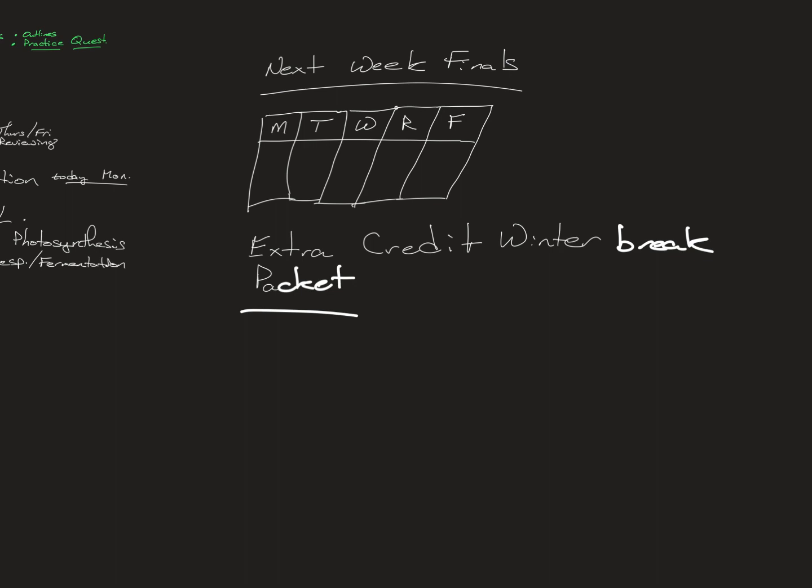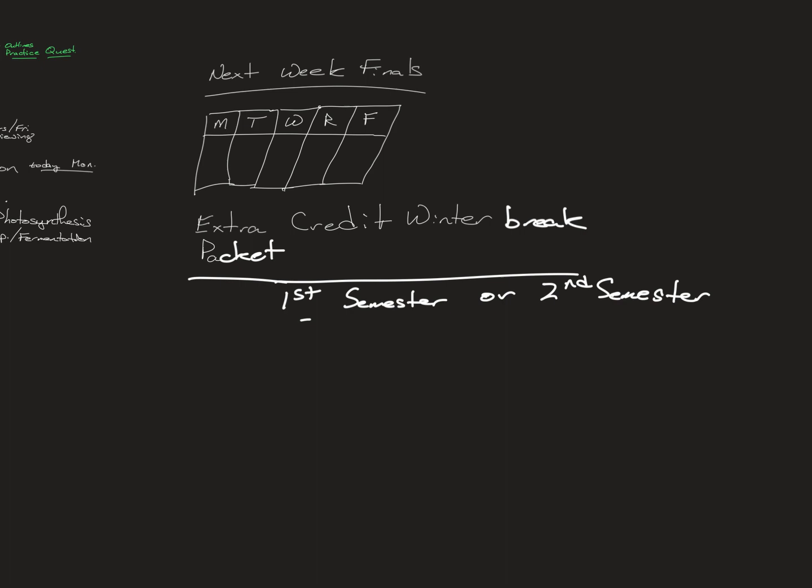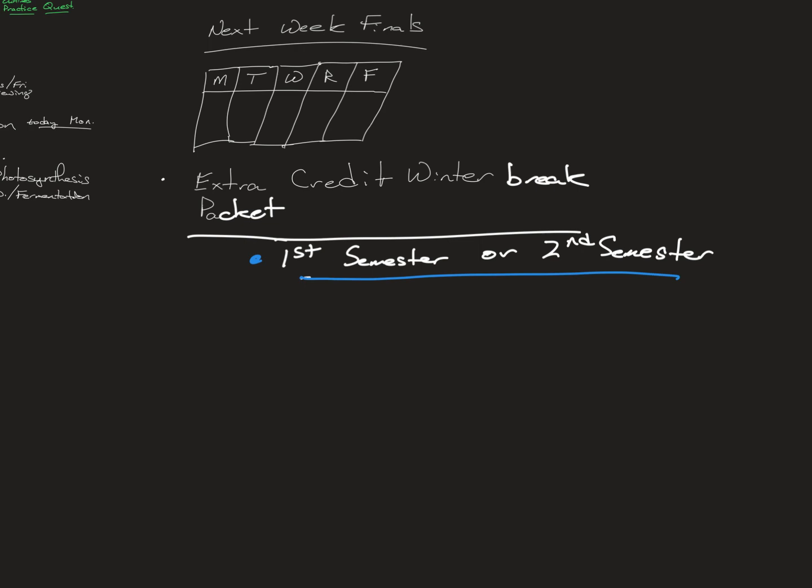All right, that you can do for extra credit. It can be for first semester or second semester. If you have an A, for instance, but you want to get ahead, you can do this for second semester if you'd rather. Okay? Now, you cannot do it if you're failing or have a D in the class. You can't do the extra credit, but you can do a remediation packet.